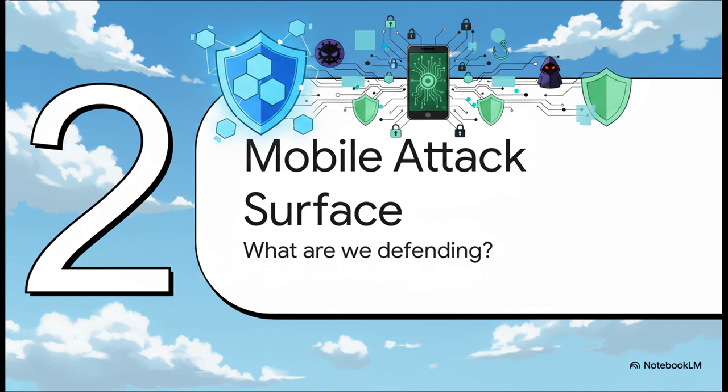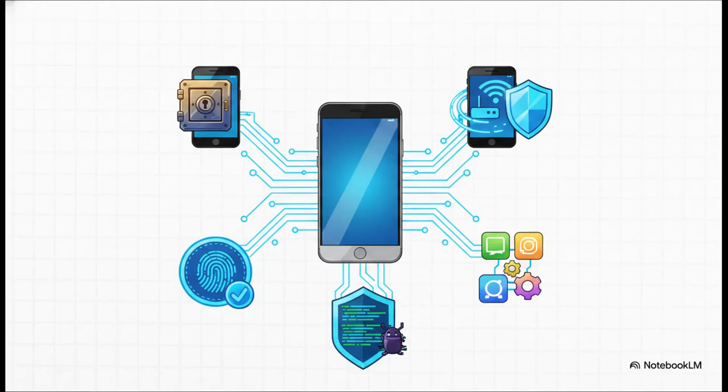Okay, so we've got this comprehensive guide for testing, but what exactly are we defending? What are the key battlegrounds when it comes to mobile security? At a high level, it pretty much boils down to these 5 critical areas. First up, local data storage. This is all about protecting what's on your phone, your photos, messages, saved passwords, if it ever gets lost or stolen.